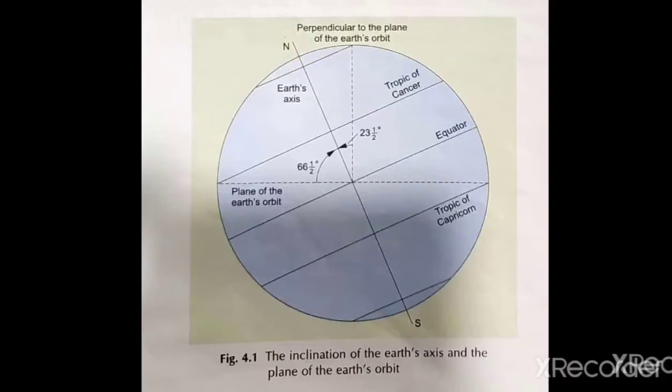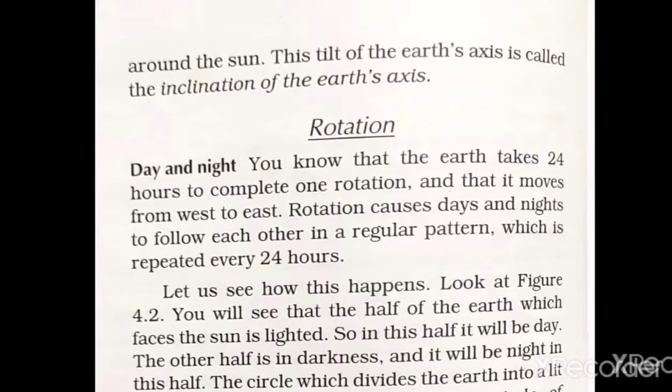So the inclination of Earth's axis and the plane of Earth's orbit. यहाँ पे आपको एक्सिस दिखाया है, inclination of the axis, the angle forming on the orbital plane. Okay, the Earth rotates. Rotates means to move on its axis. Okay, so when the earth rotates, it causes day and night, and when it revolves around the sun, this tilt of the earth's axis is called the inclination of earth's axis. Okay, now we will study rotation.